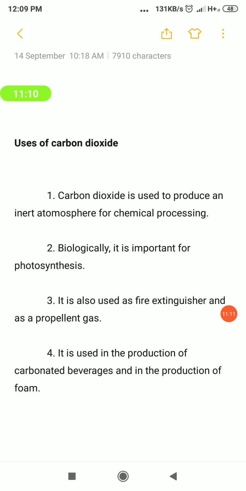And to prepare food for plants, what is essential? Carbon dioxide is essential for a process called photosynthesis, and it is used as a fire extinguisher. In the fire extinguisher there is carbon dioxide gas, and also a propellant gas. And mainly in cool drinks, when we open them, gas comes out. What gas is it? It is carbon dioxide gas. So it is mainly used in the preparation of carbonated beverages. So these are the 4 uses of carbon dioxide.